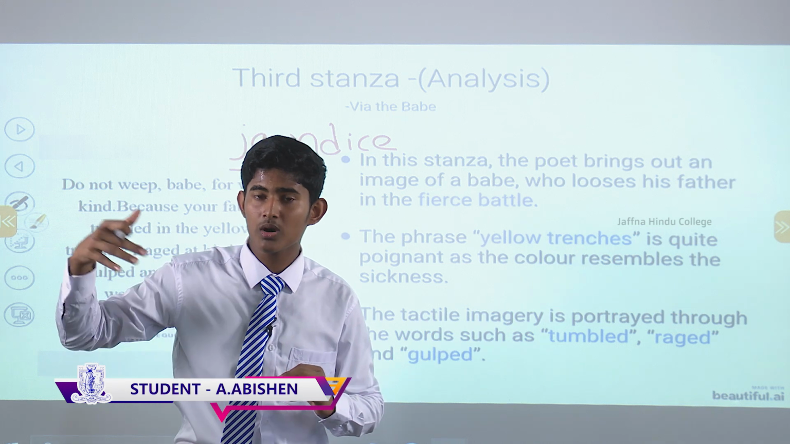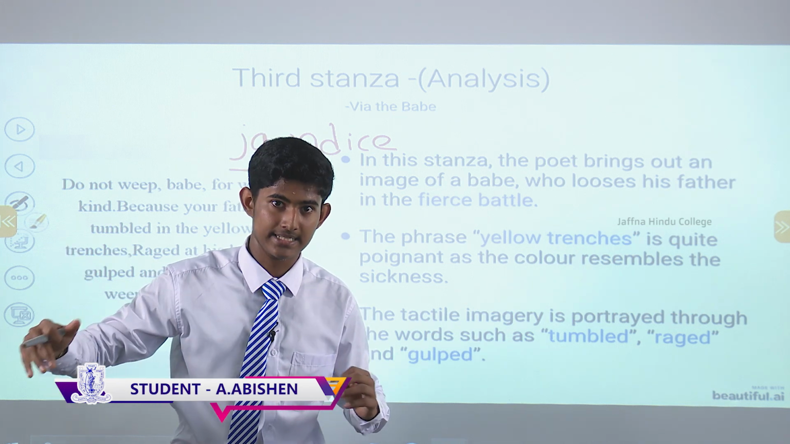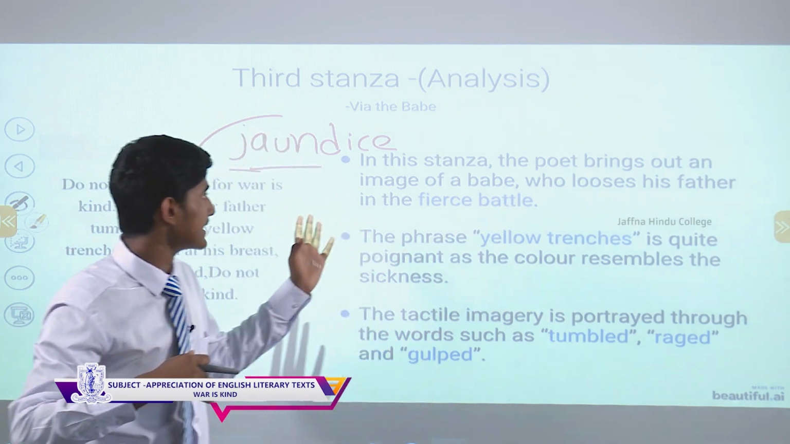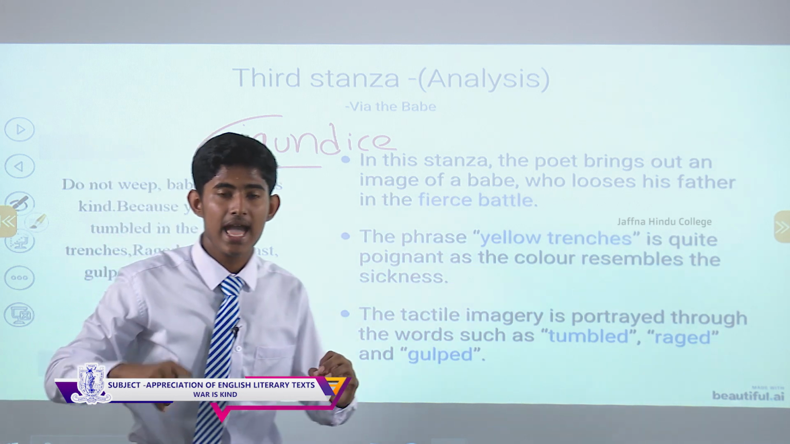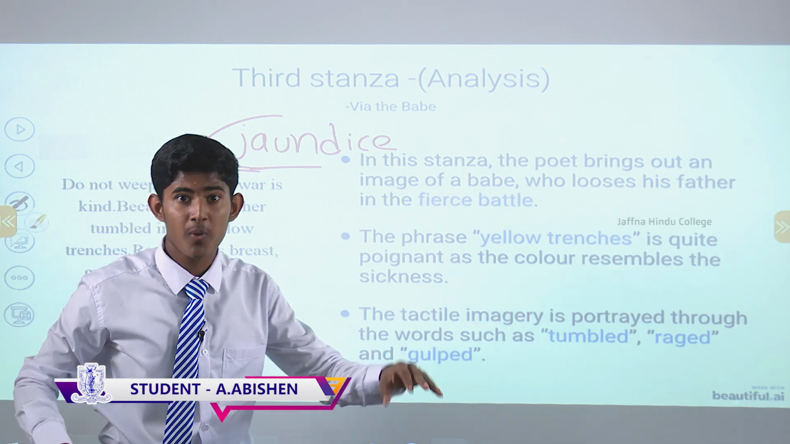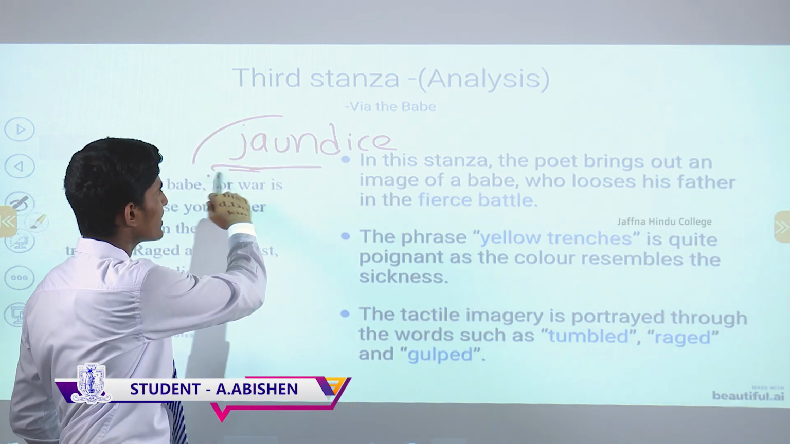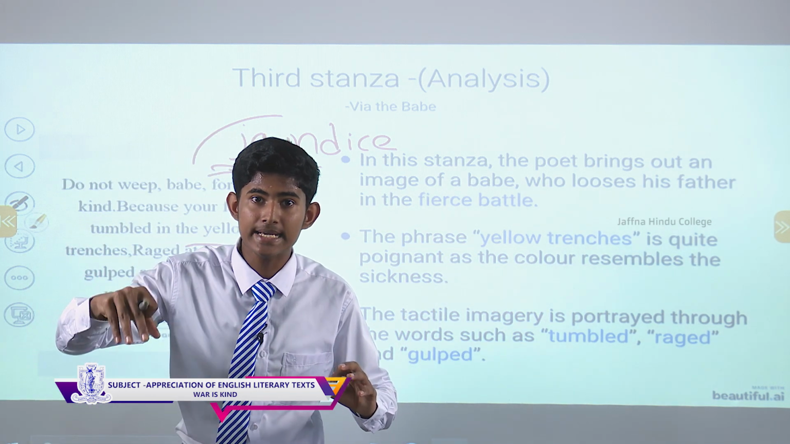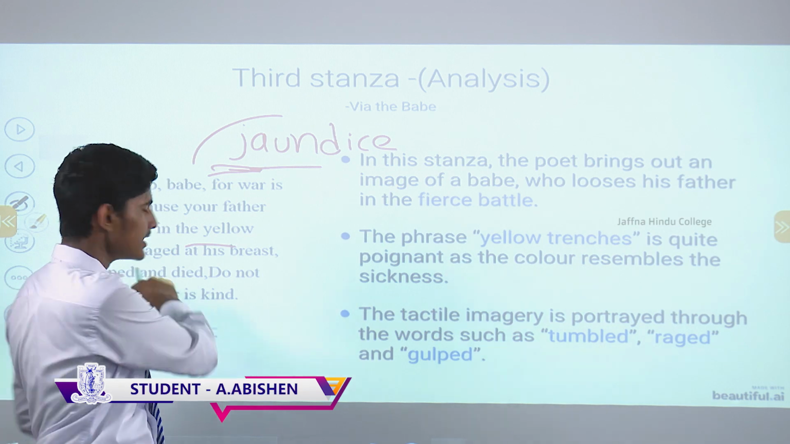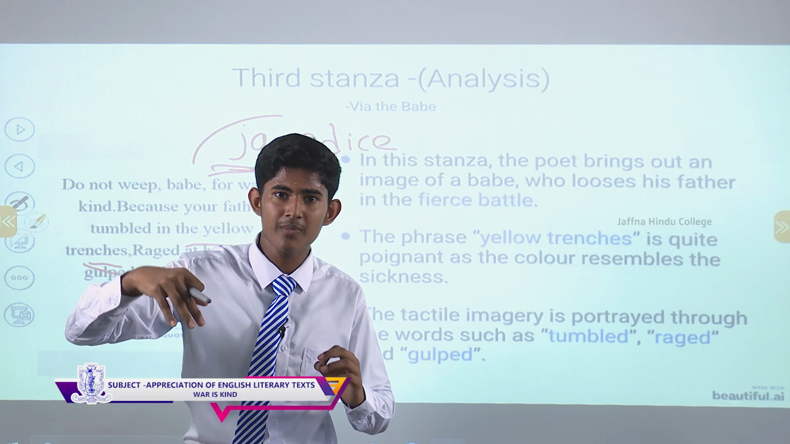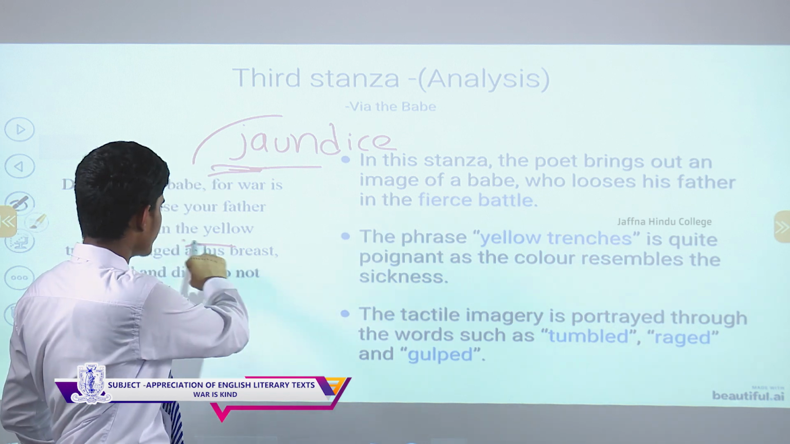Just as COVID-19 is considered a deadly disease nowadays, in those days, before the vaccination was invented, the disease jaundice was considered a deadly disease. That's why all the poets, not only Stephen Crane, but all the poets and narrators utilize the color yellow in order to show illness or death. Here, the father falls in the yellow trenches and he becomes a victim of the enemies. That's why the poet utilized the yellow.